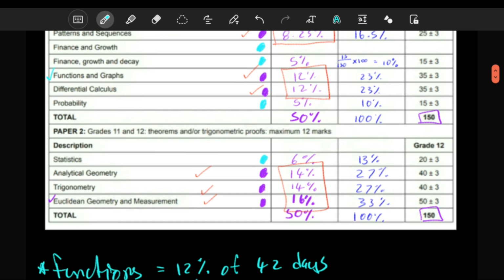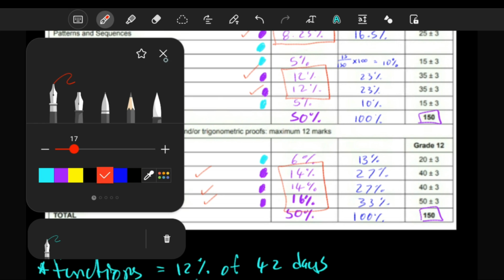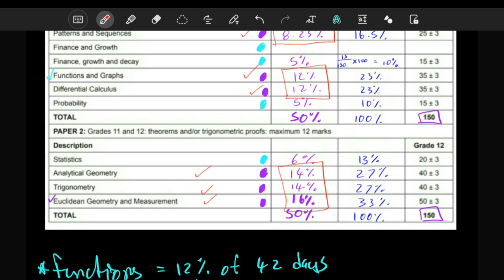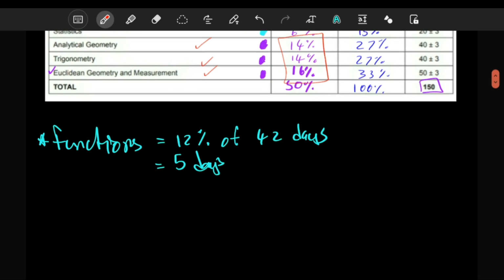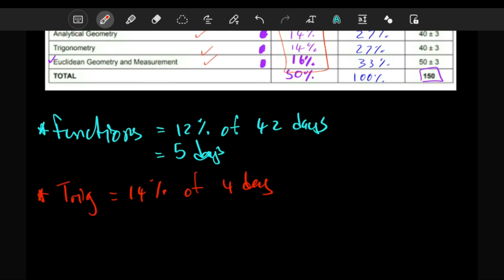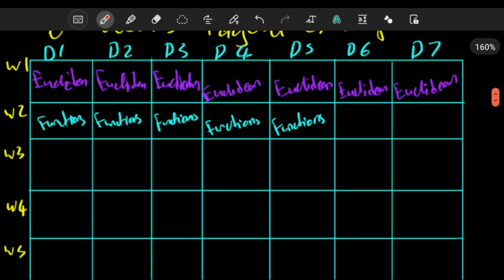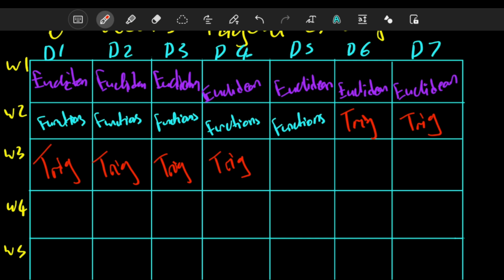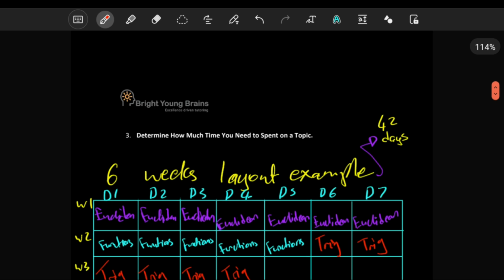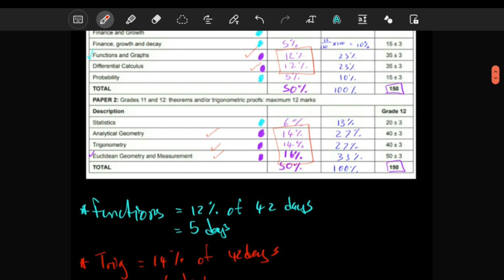Now you can imagine this is the trend you want to follow for the rest of the topics. You would have done functions and graphs now. So if you move on to something like trigonometry, we know that this is 14% of 42 days, which is equal to approximately 6 days. Of which, as we mentioned, you'd want to have here, there we go, trig for the next 6 days. Now, the chain basically continues. You want to do the same for the others. So let me quickly do the same for the others, and then we'll move on.